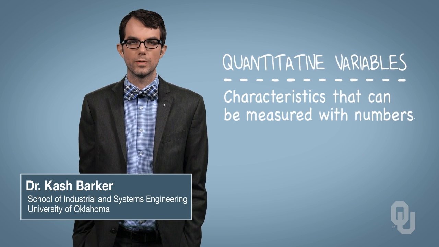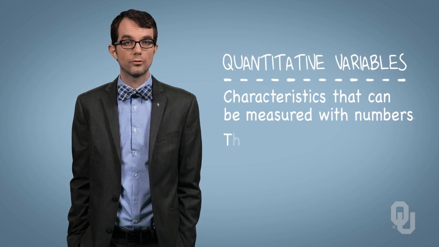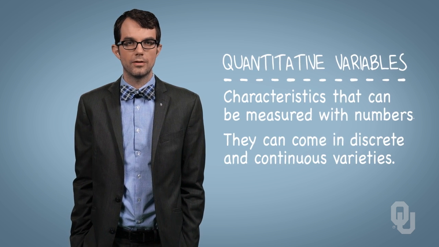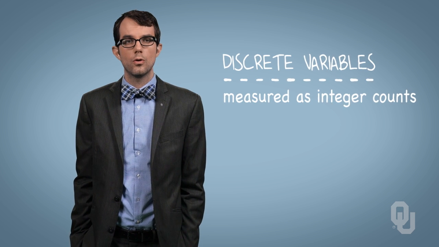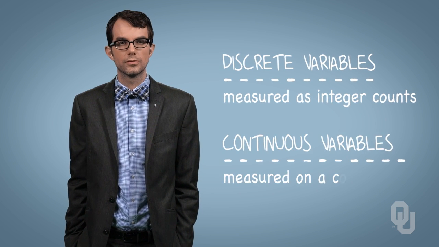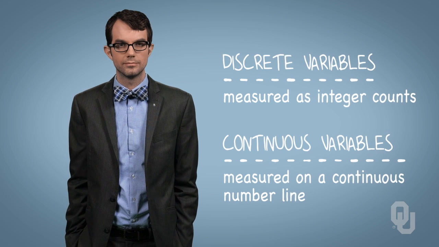Recall that quantitative variables are those characteristics that we can measure with numbers, and they can come in discrete and continuous varieties. That is, in the case of discrete variables measured as integer counts, or in the case of continuous variables measured on a continuous number line. We have a few more options for depicting quantitative variables relative to the bar graph and pie chart options for qualitative variables. We'll discuss a few basic ideas, providing a foundation for exploring other more sophisticated techniques after this course.